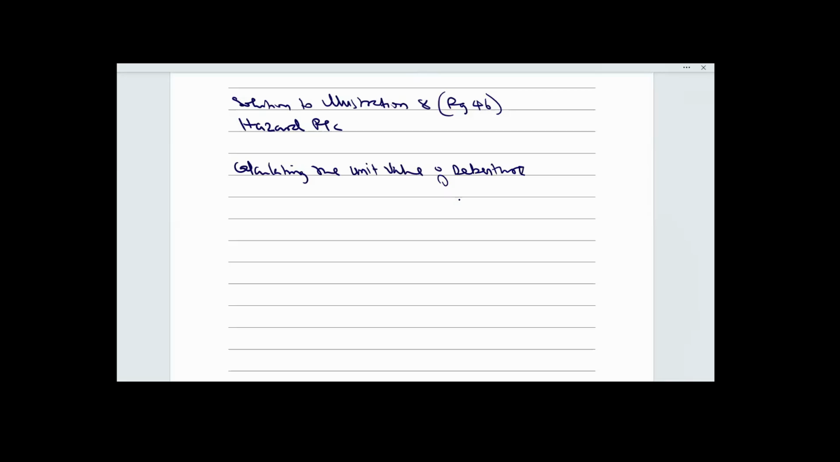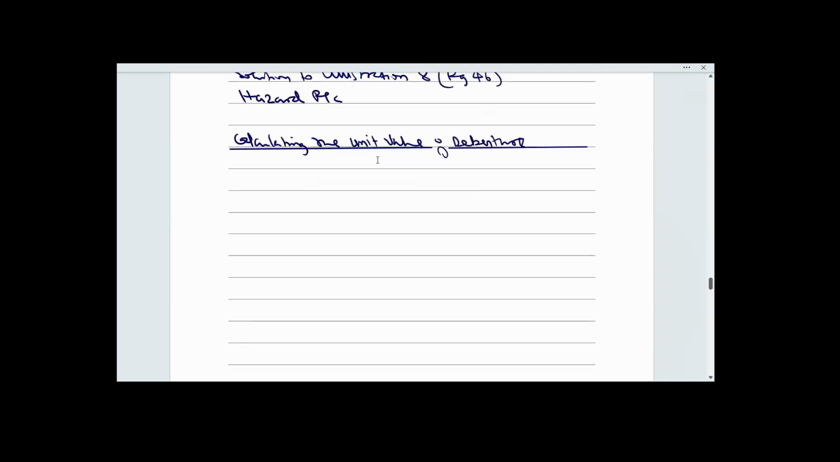So you want to calculate the market value of the debenture. First thing first, you must identify from the question what kind of debenture. Because the way you calculate the market value of a redeemable debenture is different from the way you calculate the market value of an irredeemable debenture. I've already demonstrated how to calculate the market value of irredeemable debenture. Let's talk about how to calculate the market value of redeemable.